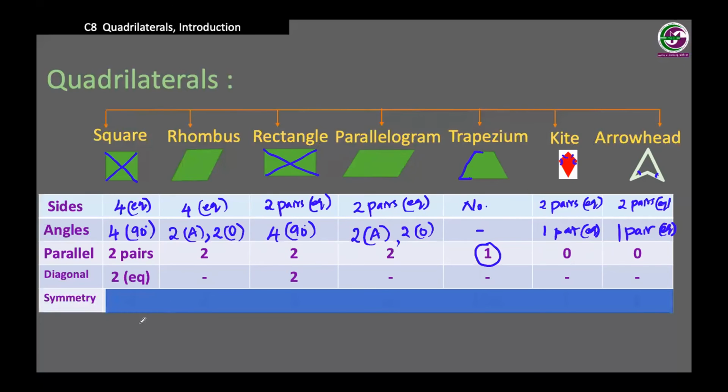Next is coming to the symmetry. You know, symmetry is just like a mirror effect. How many lines of symmetry does a square have? There are 4 lines of symmetry. As I told you, square is a perfect child.